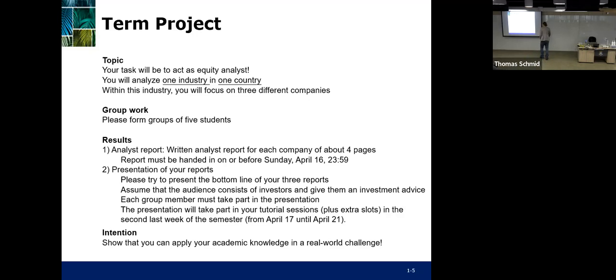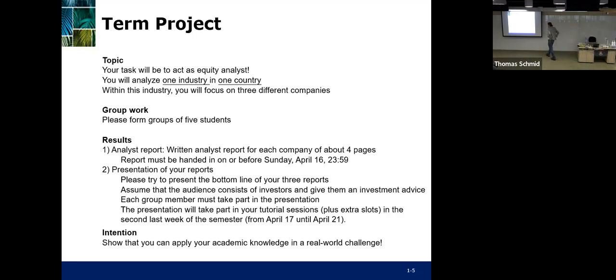It's just to give you a bit of a mindset: you assume that you present in front of an audience of interested investors and you try to pitch certain stocks to them. So you tell them this stock good, this stock bad.